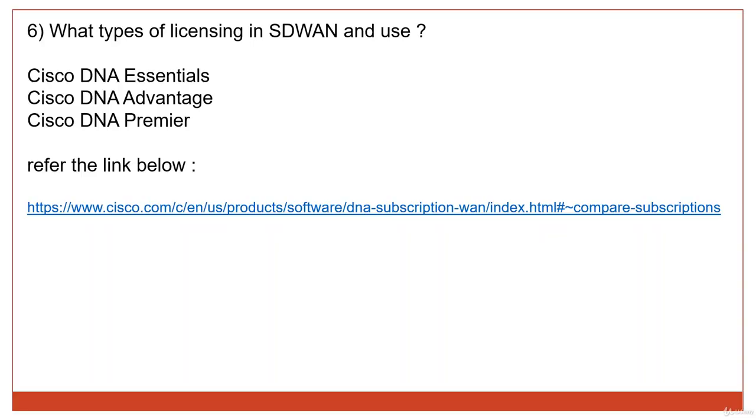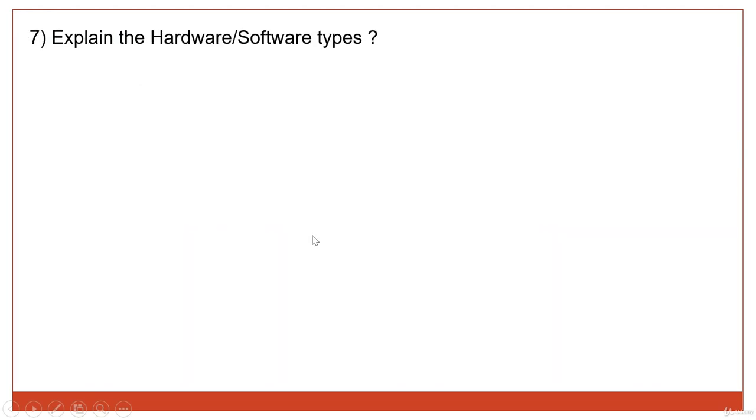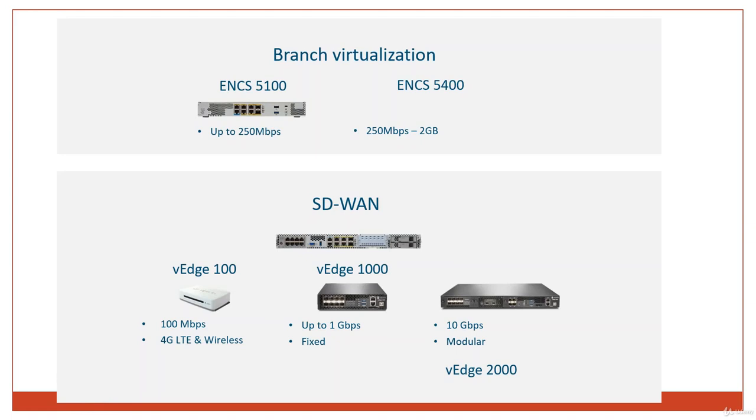Next question is quite tricky, although it's a very small one, but it's actually very interesting. Explain the hardware and software types in SD-WAN. Now, if someone doesn't know that we have a mix of so many different types of hardware and capabilities, he can get caught in the interview.